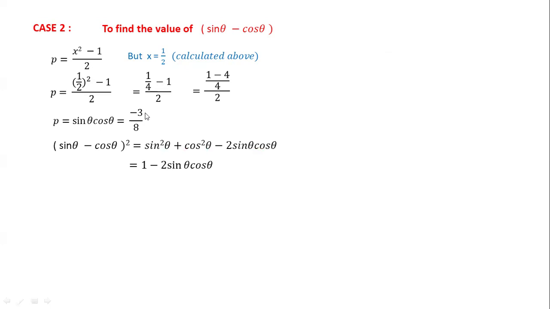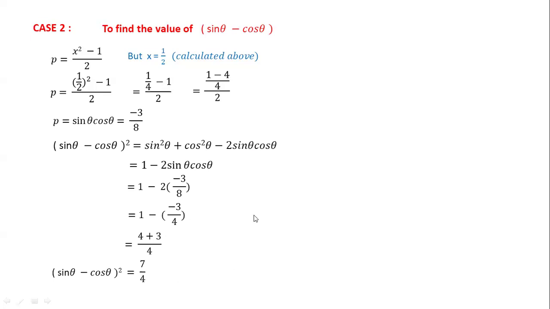So sin theta cos theta is this. So let's put that value here. 1 minus 2 into minus 3 upon 8. Multiply, 2 4s are 8. So it will become minus 3 upon 4. Take LCM. 4 minus minus plus 3 upon 4. So it becomes 7 upon 4. That means sin theta minus cos theta whole square is equal to 7 upon 4.